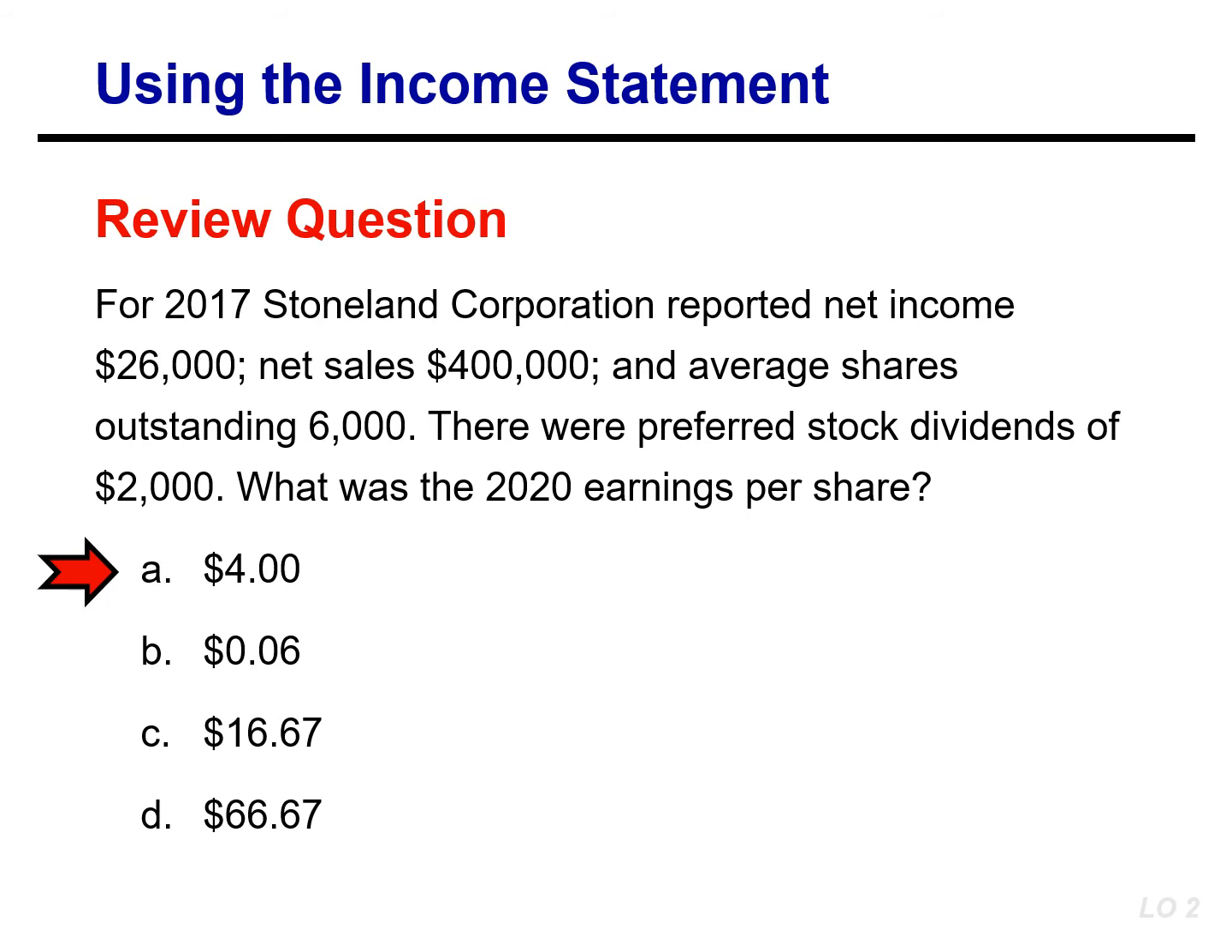I hope you selected A, or $4. Again, that was calculated by taking net income of $26,000 and subtracting the preferred stock dividends of $2,000. Our average shares outstanding are 6,000, so our earnings per share is $4.